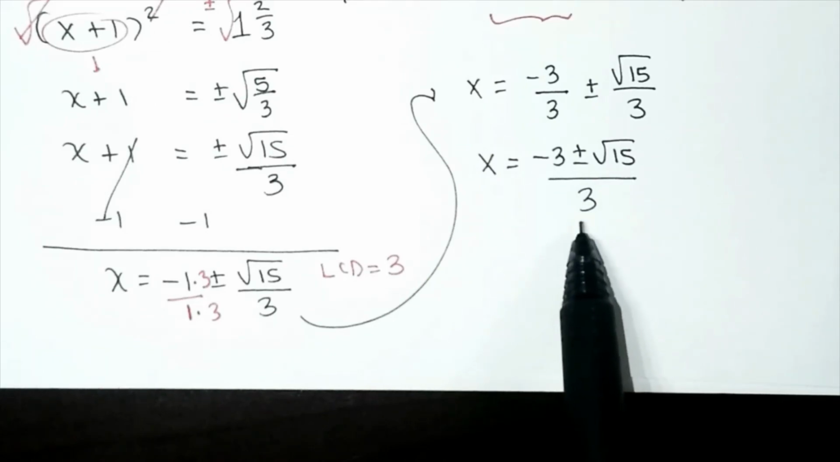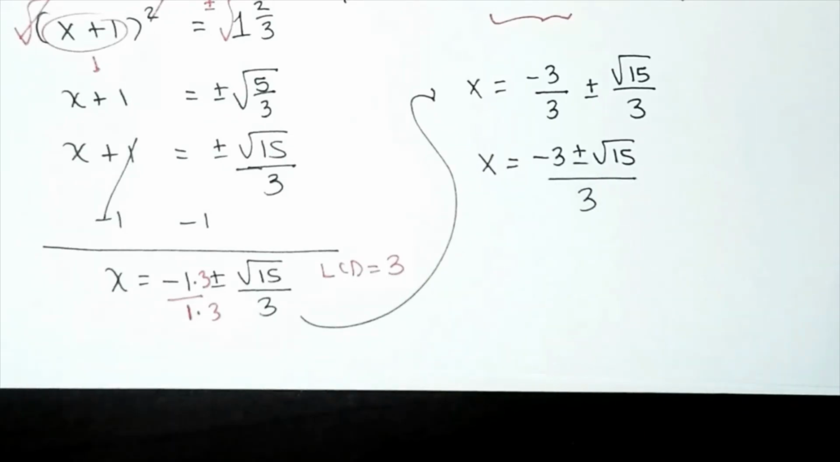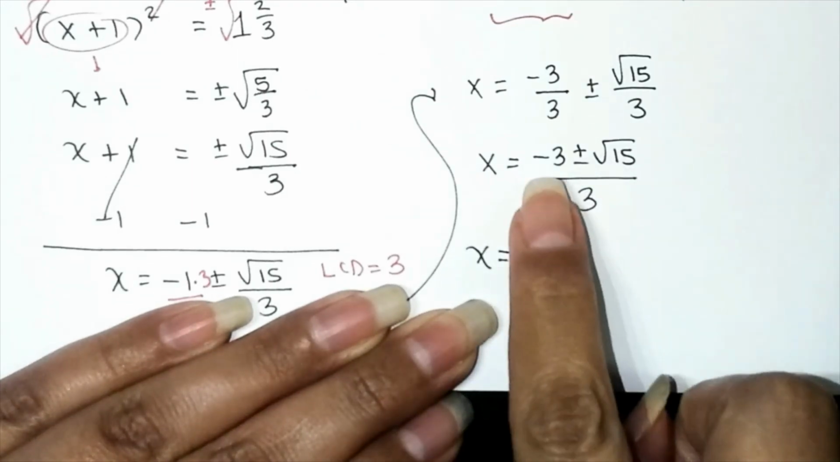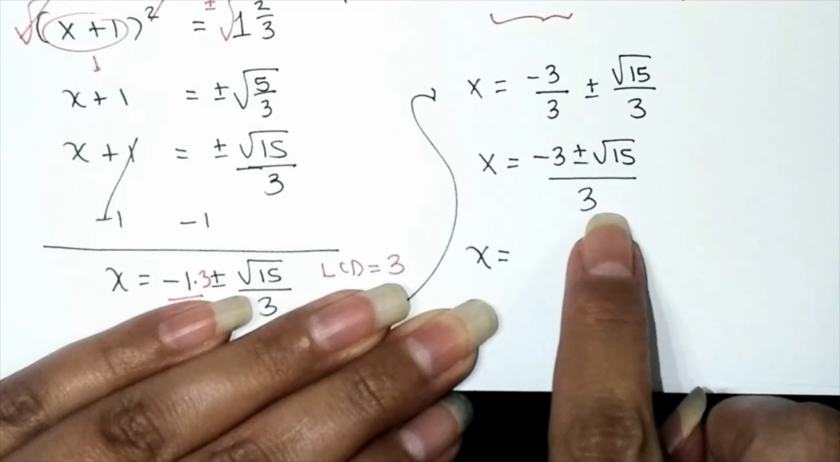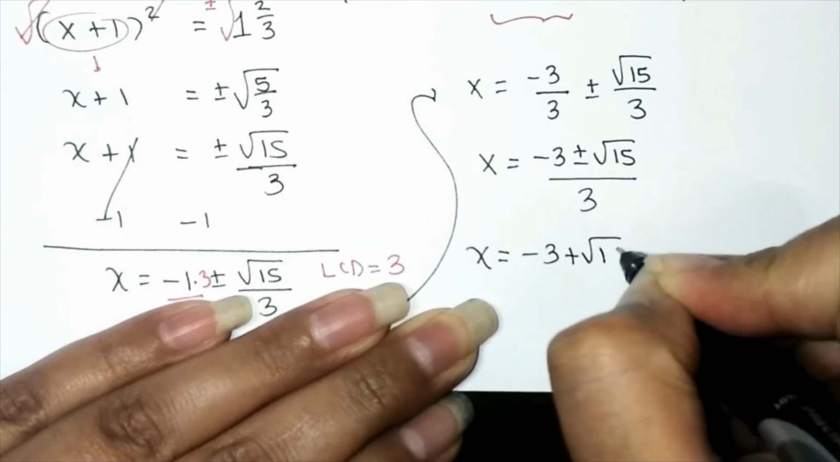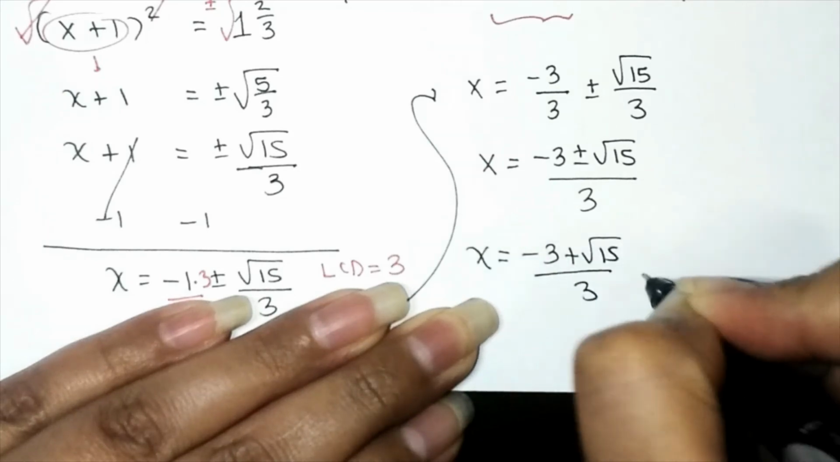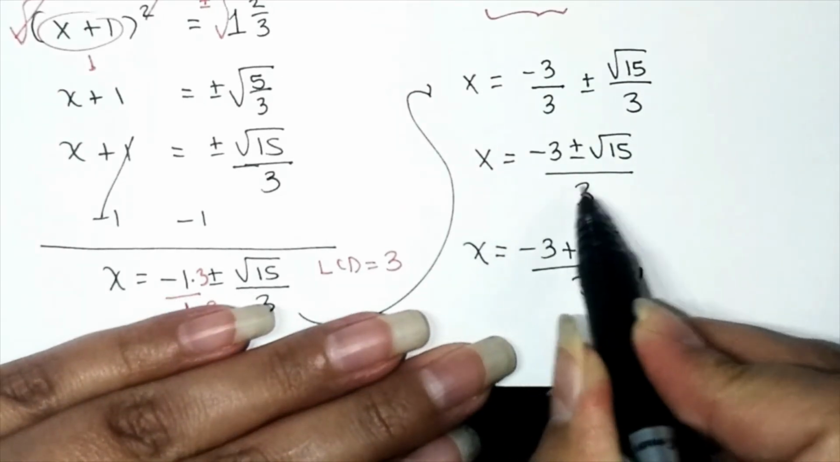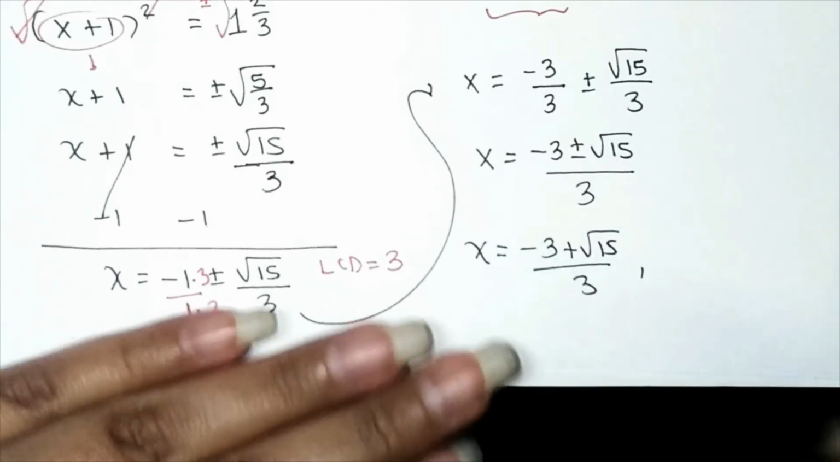Okay, but I spoke too much. Let's go ahead and earn our full credit. Let's submit our answer without the plus or minus symbol. So one solution is given by -3 plus the square root of 15 over 3. And the other solution is given by -3 minus the square root of 15, and then we divide it by 3.